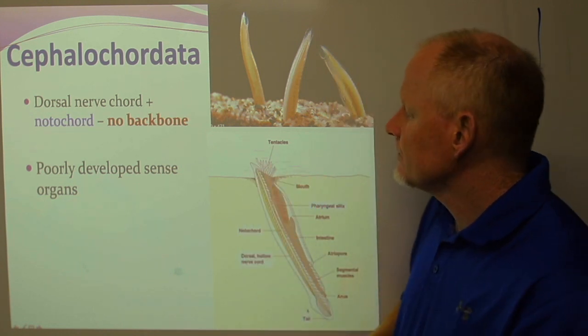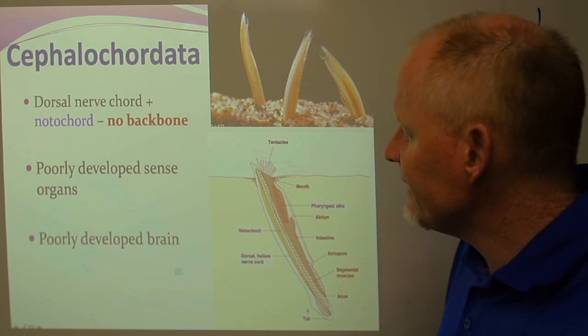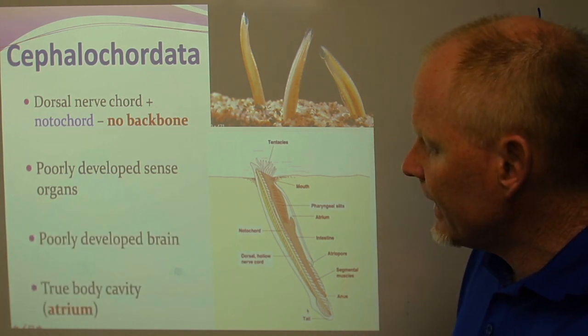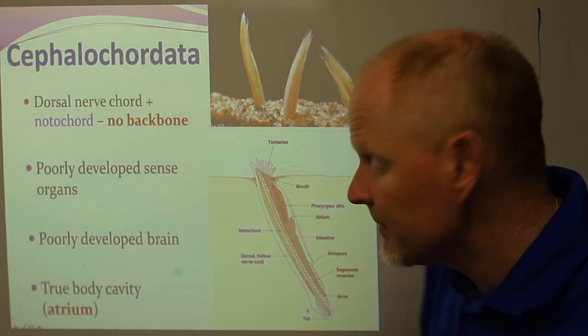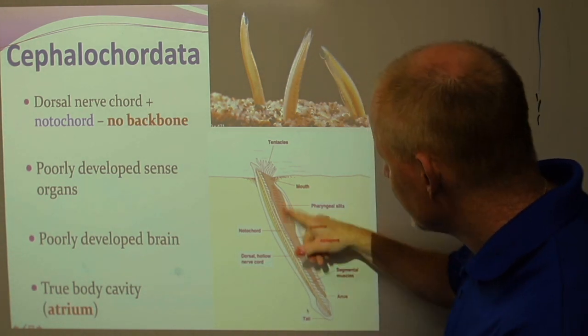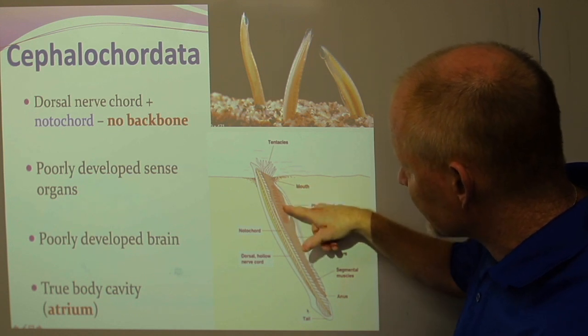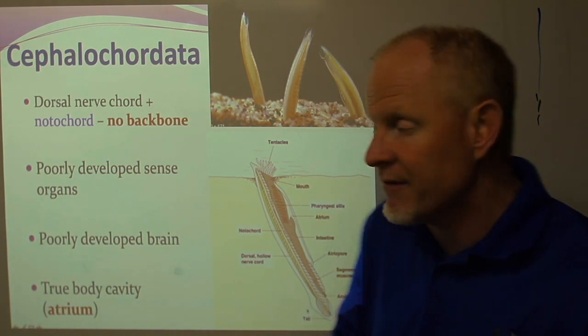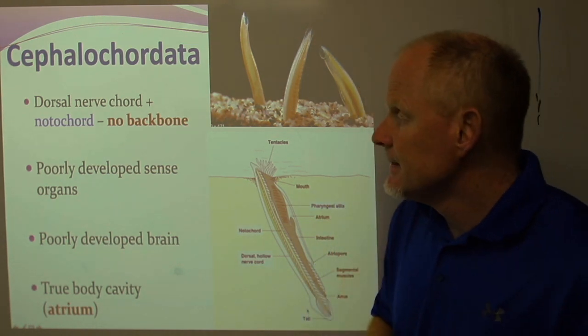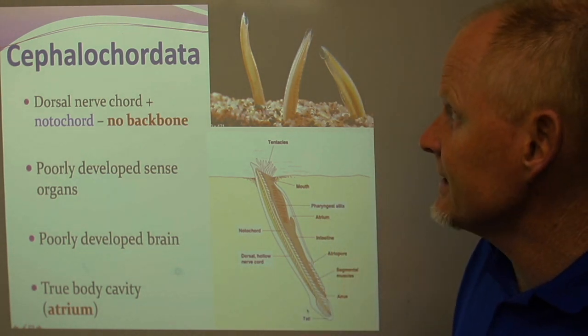Poorly developed brain and true body cavity. They do have a true body cavity, or what we call a coelom, and that is the atrium, which is the body cavity that the pharynx sits in and is what collects the water from the pharynx and delivers it back to the environment from the mouth. So that's a little bit about cephalochordates.